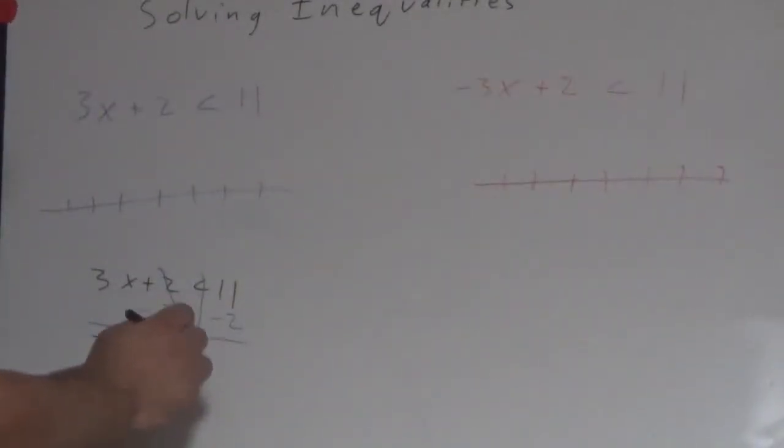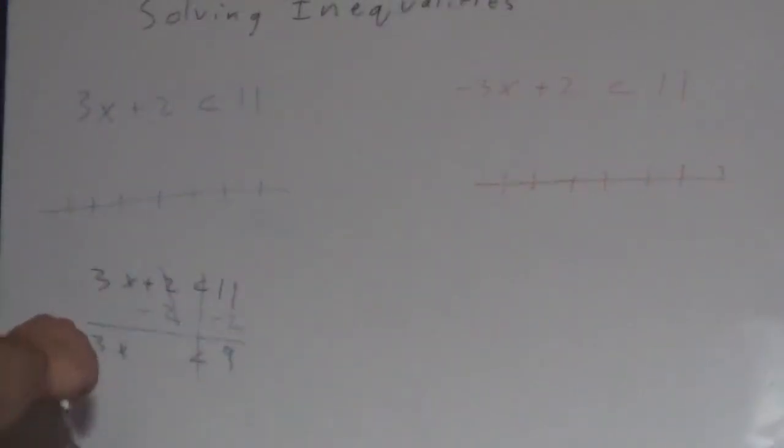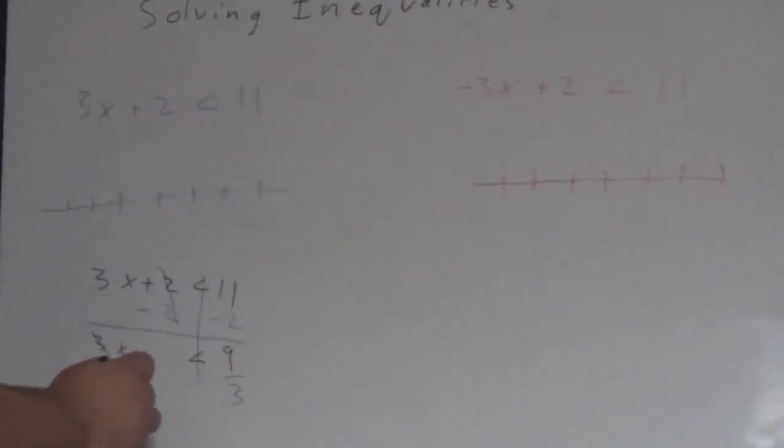So our 2's cancel, we get 3x is less than 11 minus 2, which is 9. It's multiplication, so we do division. Cancel our 3's, and we get x is less than 3. 9 divided by 3 is 3. So x is less than 3.